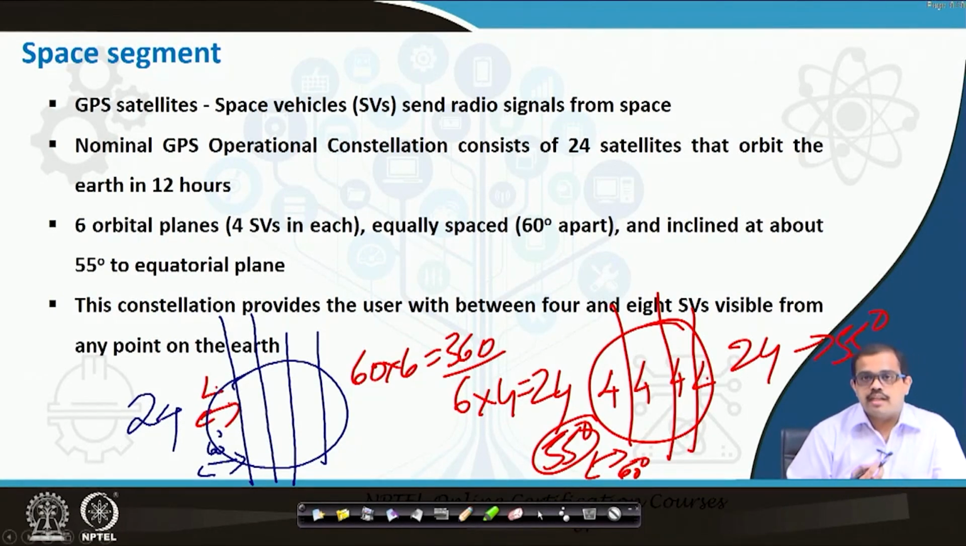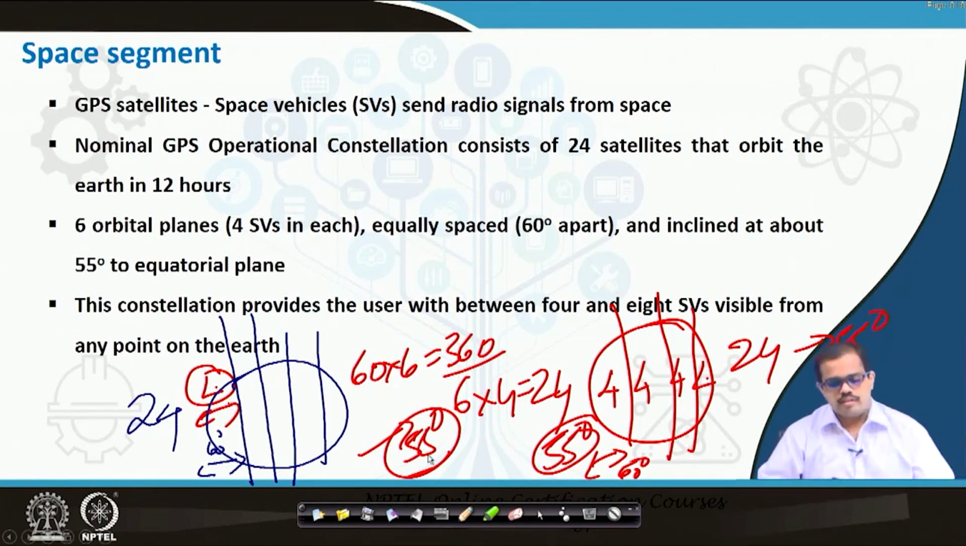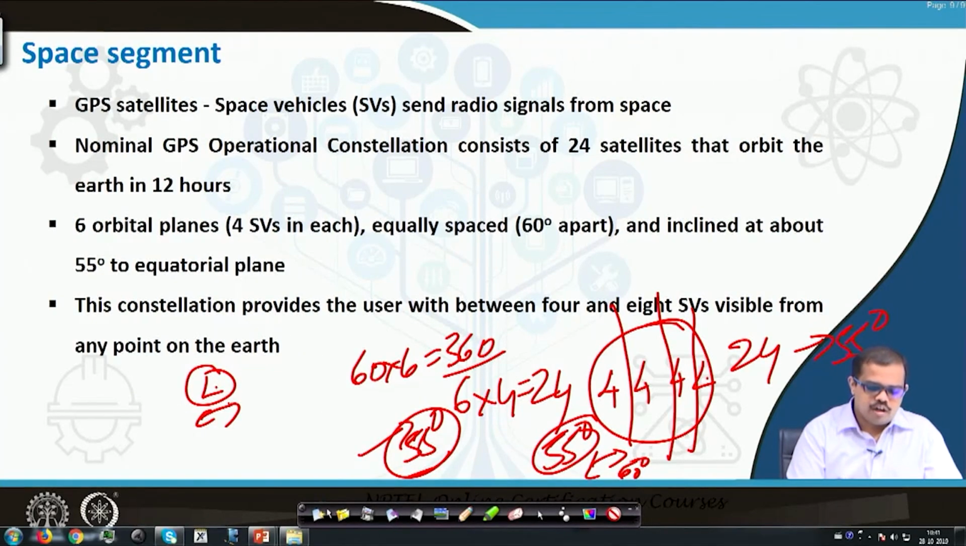4 into 6 is 24 satellites across the globe, and each of these 4 is inclined at 55 degrees to the Earth surface, to the equatorial plane. Okay. So, this is about how the space segment looks. This constellation will actually provide you at least 4 signals anywhere across the Earth surface, and is limited to about 8 satellite vehicles that are visible from any point on the Earth. Okay. So, it is either 4 or up to 8 signals that are visible across the Earth surface.